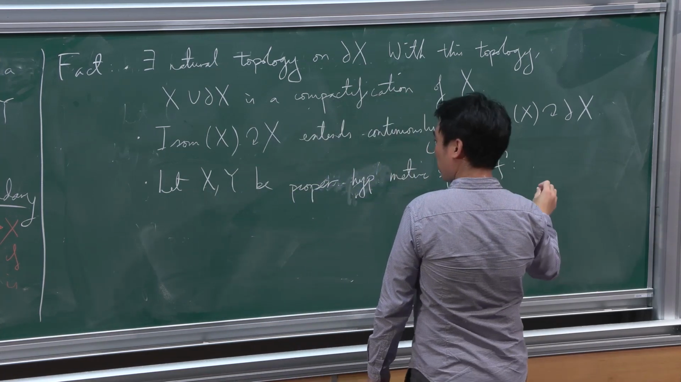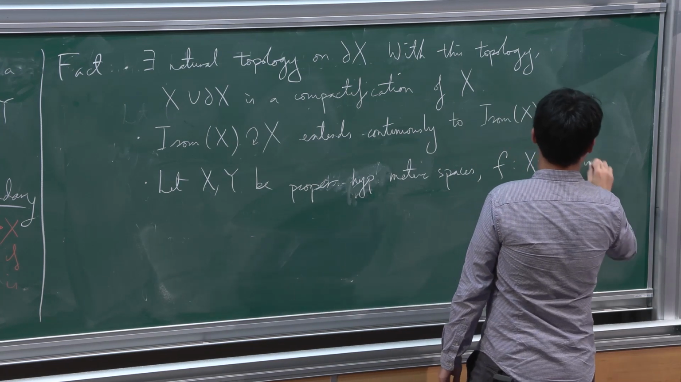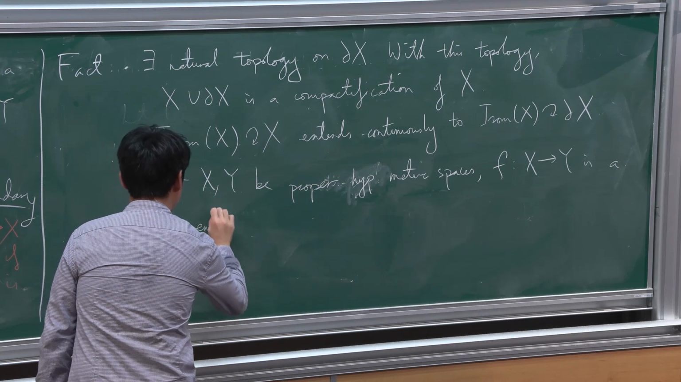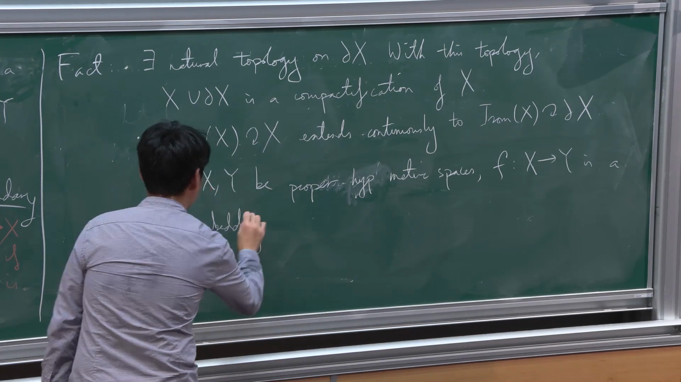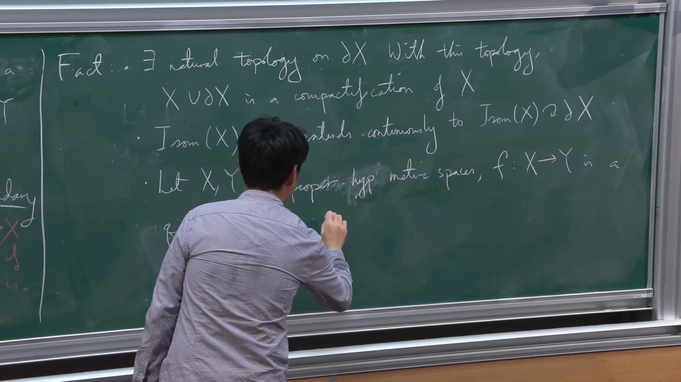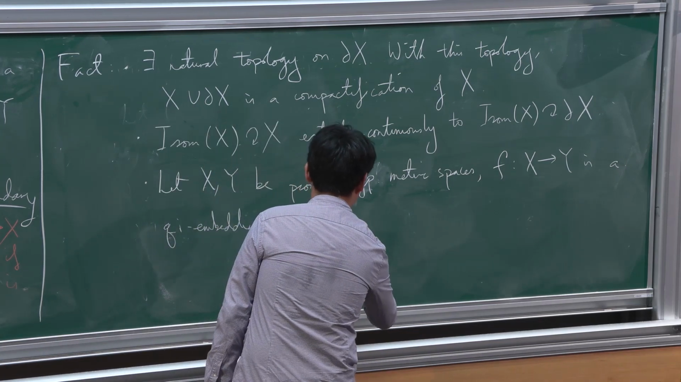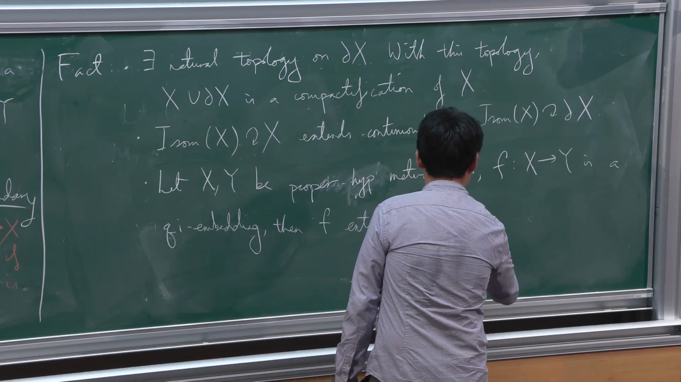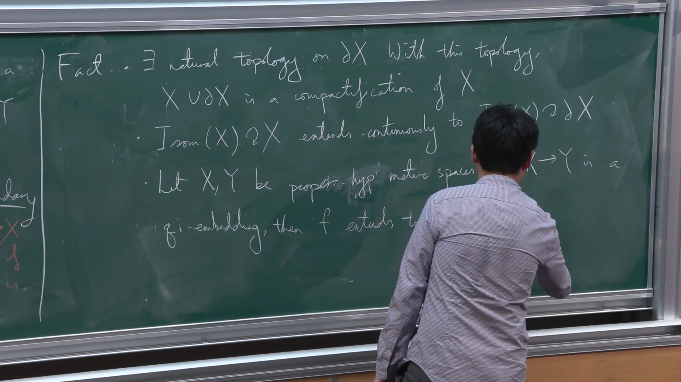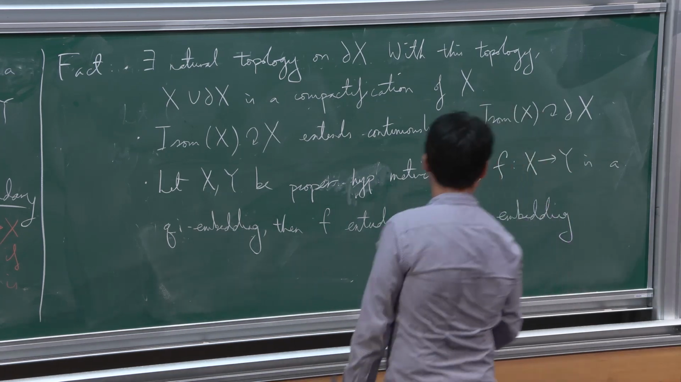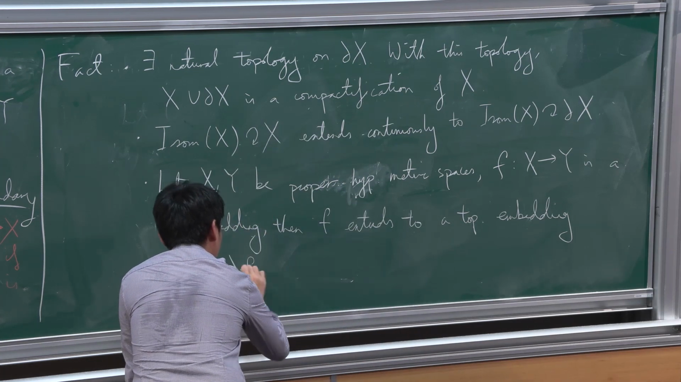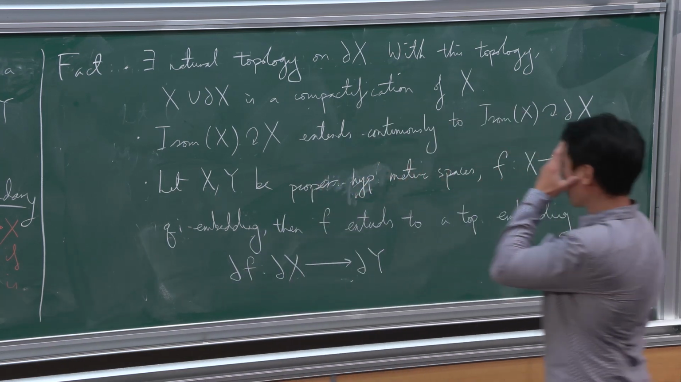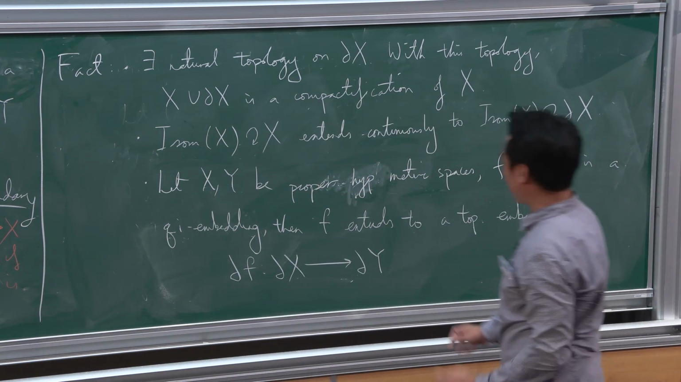Okay, and f from X to Y is a QI embedding. Then f extends to a topological embedding, which I'll denote by partial f, from the boundary of X to the boundary of Y. Okay, and what do I mean by extend here?